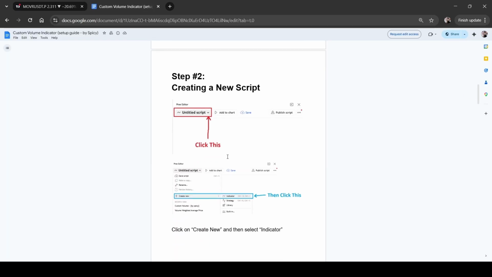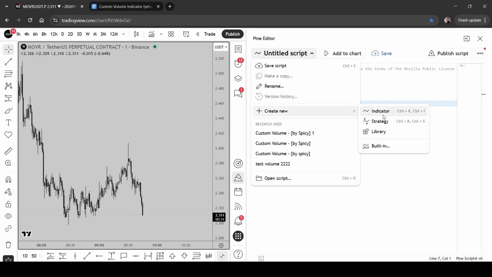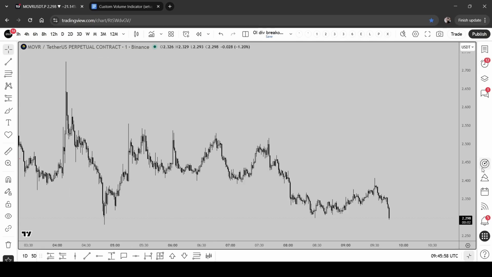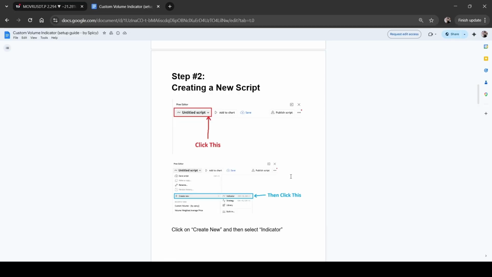All right, step 2, let's create a new script. So we just have to click the title and then press create new and then click indicator. Very easy. So click on here, create new, indicator. Done. If you've clicked on it and then your screen kind of whites out like this and you can't click and type in it, that's fine. This is just a little glitch. Just close it, reopen it, and you'll be able to see it again like normal.